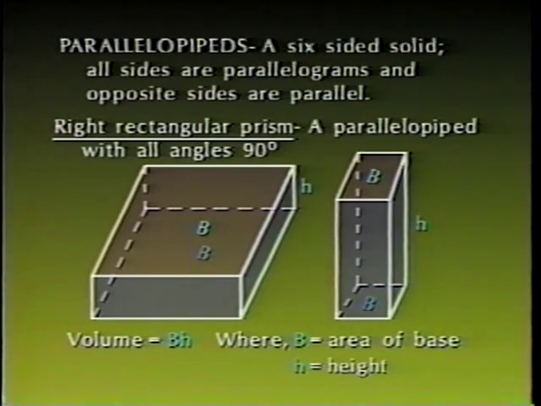This diagram shows a parallelepiped, a six-sided solid. All sides are parallelograms, and the opposite sides are parallel. A right rectangular prism is a parallelepiped with all angles 90 degrees. For either of these two figures, the volume is calculated by multiplying B times H, where B equals the area of the base and H the height.